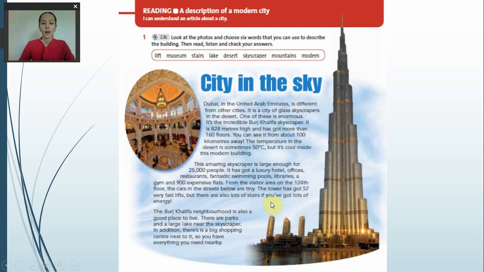Dubai in the United Arab Emirates is different from other cities. It's a city of glass skyscrapers in the desert. One of these is enormous. It's the incredible Burj Khalifa skyscraper. It is 828 meters high and has got more than 160 floors. You can see it from about 100 kilometers away. The temperature in the desert is sometimes 50 degrees Celsius, but it's cool inside this modern building.